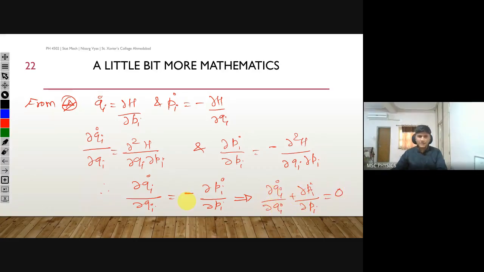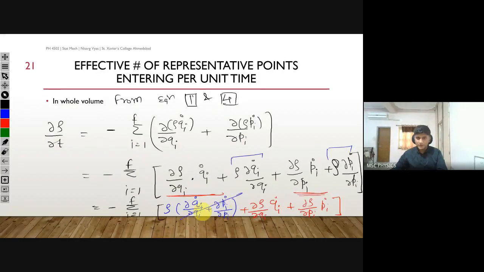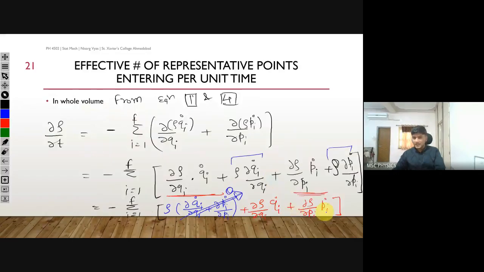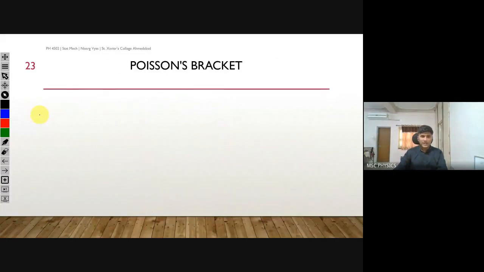So this first term equals 0. Therefore, first term will go to 0. The only part which remains is the second term. And there is some Qi dot here, which we can change by del H by del Pi. There is some Pi dot here, which we can change by minus del H by del Qi. So let's write it like this.